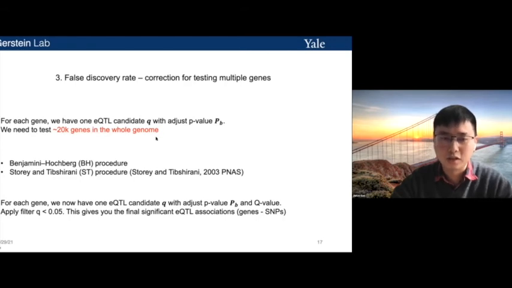And among common FDR controlling methods, there is the so-called BH procedure and also a more improved version. They just use this improved version, but that really doesn't matter. Basically, it's just a simple FDR control. So with the FDR control, you get the Q value and you apply a filter on the Q value that gives you the final significant eQTL associations. That is, the genes that are associated with the SNPs.